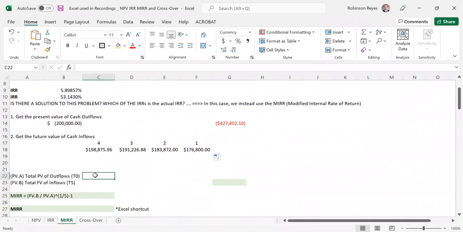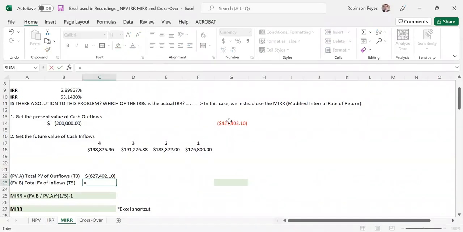Now, once we have done step 1 and step 2, we have the present value of each of these cash outflows, and the future value of each of these cash inflows. So what we do is we add up all of the outflows, and we add up all of the inflows. The outflows, this one plus this, we end up with this much. And the inflows, we can use SUM because we have 4, and there we go.